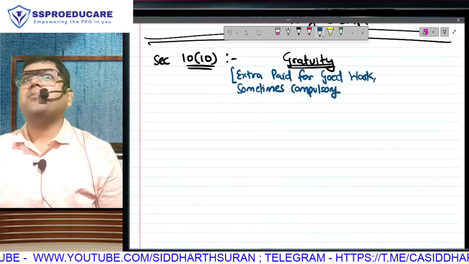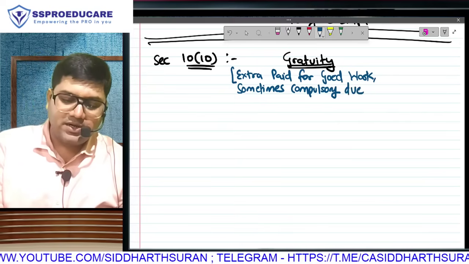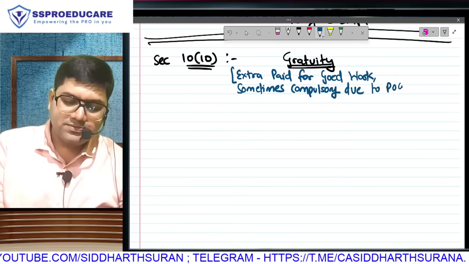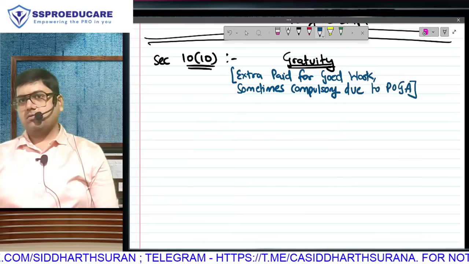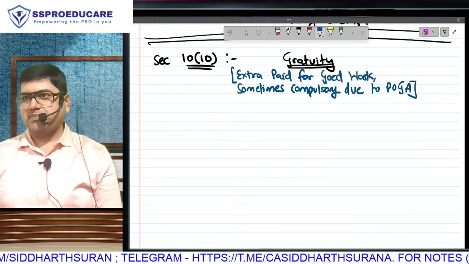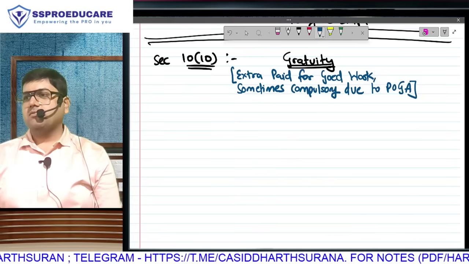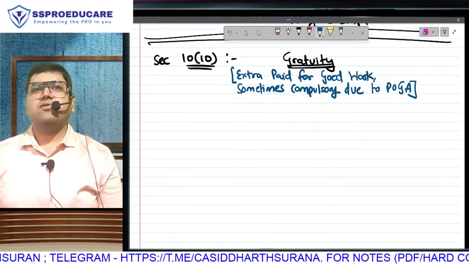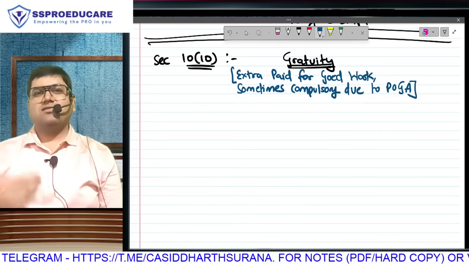Whether you find your employee efficient or you don't find him efficient, it is compulsory, because in India we have a law called POGA, Payment of Gratuity Act. When we used to be PCC, it was not intermediate during our days. It was not even IPCC, bro. उससे पहले it was PCC. थोड़ा gap है.